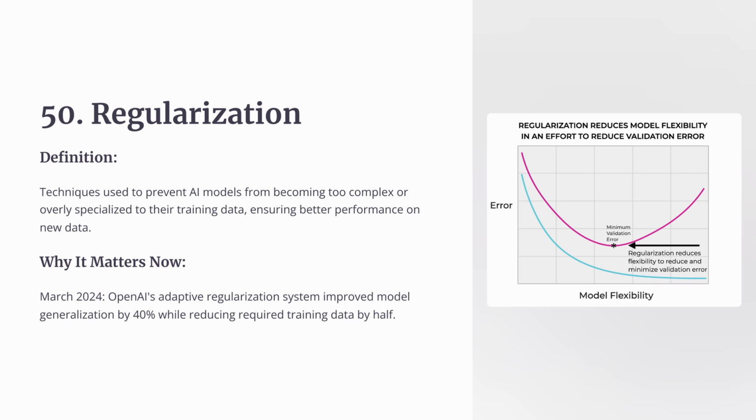Regularization refers to techniques used to prevent AI models from becoming too complex or overly specialized to their training data, ensuring better performance on new data. Think of this as preventing a student from just memorizing answers instead of understanding concepts. OpenAI's system is like having a teaching method that ensures students truly understand the material while needing only half the study time.